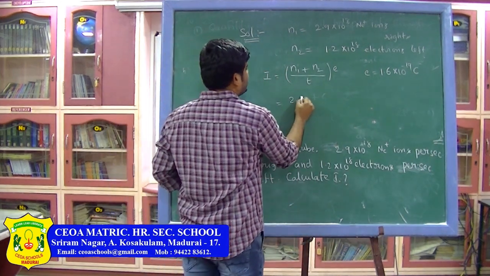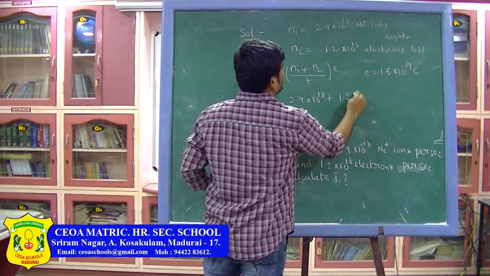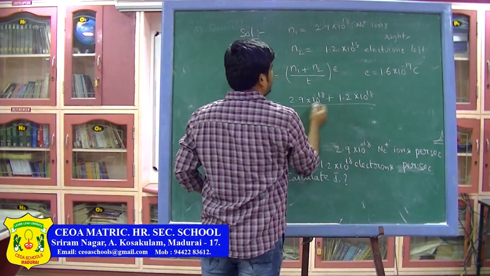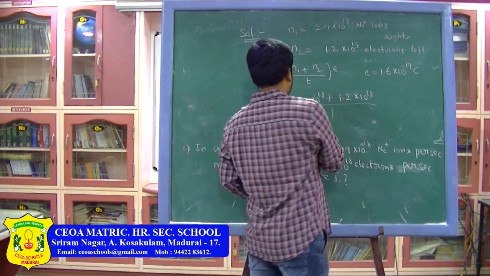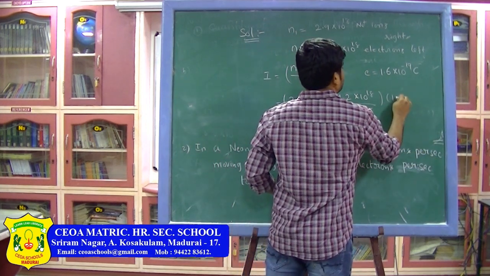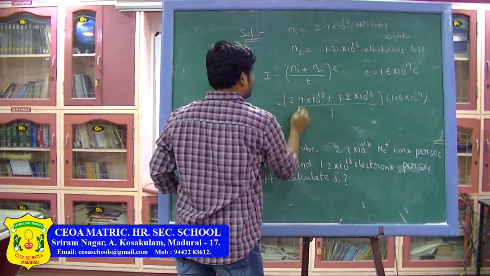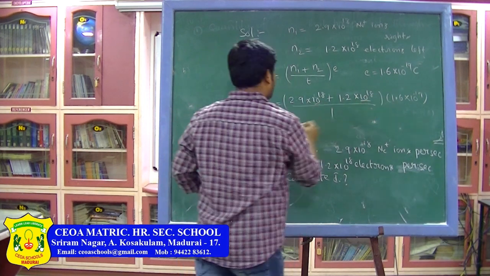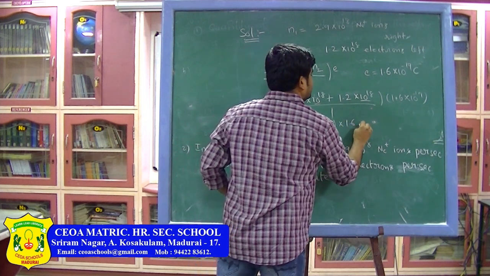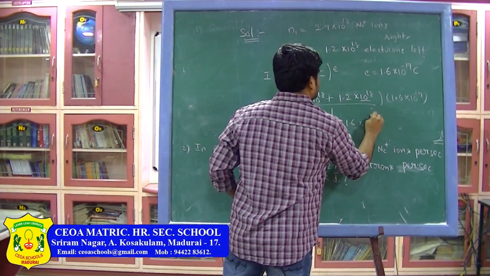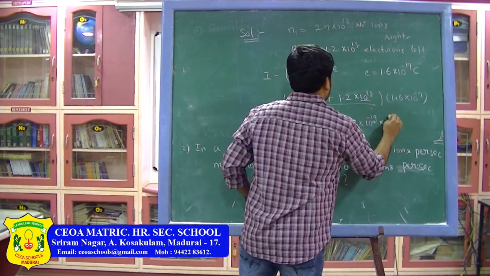n1 is 2.9 into 10 power 18 and n2 is 1.2 into 10 to the power of 18, per second. It is mentioned as per second, so time is 1 second. So, 1 into 1.6 into 10 to the power of minus 19. Simplifying this, you can take 10 power 18 common. So, (2.9 plus 1.2) into 1.6 into 10 to the power of minus 19, and if I take this 10 power 18 common, it will be into 10 to the power of plus 18.